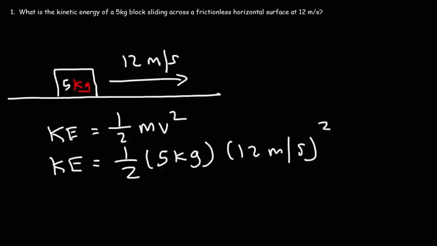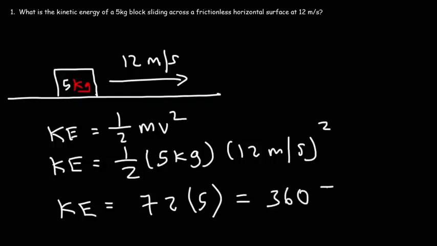12 squared, or 12 times 12, that's 144. Half of 144 is 72. So it's 72 times 5. 7 times 5 is 35, so 70 times 5 is 350. And 2 times 5 is 10. So when you add 350 and 10, you get 360. So this block has 360 joules of kinetic energy. And that's the answer for part A.